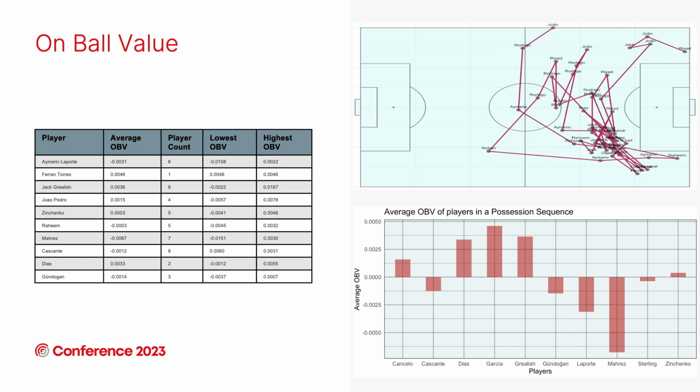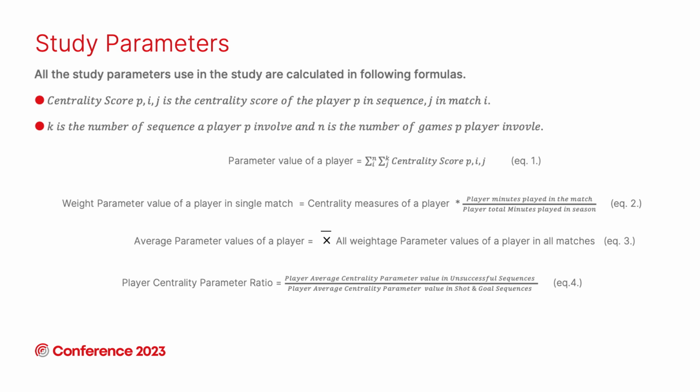On-ball value, I hope everyone is very much aware of. This is how we calculated the on-ball value. And this is a slightly dense slide, which is important. So these are 4 equations. The first equation helps us evaluate the parameter value of a player in a match.